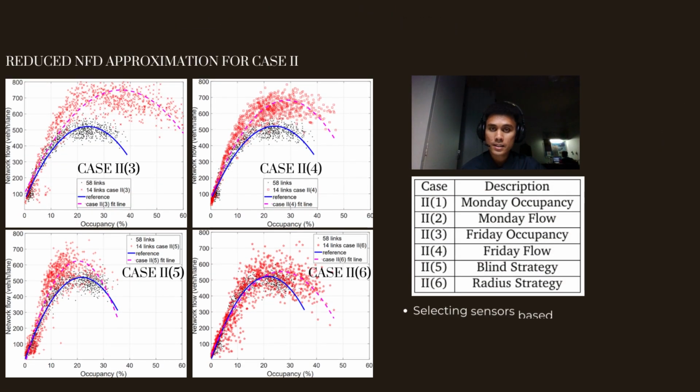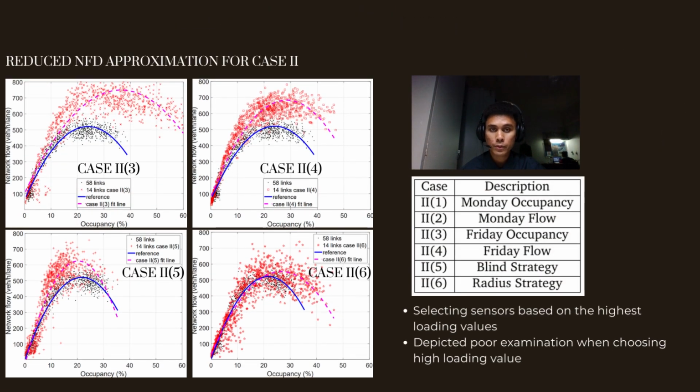To further assess the efficacy of the PCA framework, several strategies of sensor selection were implemented, namely Case 2. According to Safari 2020, variable sensors in PCA with the highest loading values normally produce a good level of approximation. Surprisingly, for our study, the findings were contradicted. This figure depicts poor approximation when choosing high loading value in the first principal component.